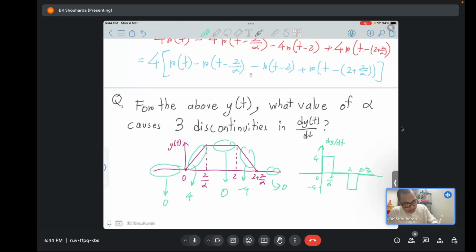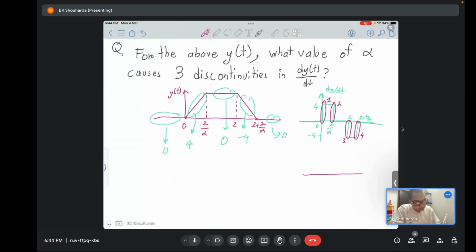So how many discontinuities are there in this function? You have one discontinuity over here, a second discontinuity over here, a third discontinuity over here, and a fourth discontinuity over here. All right, when can we have 3 discontinuities? Look at it very carefully. We will have three discontinuities when the second and the third discontinuity meet.